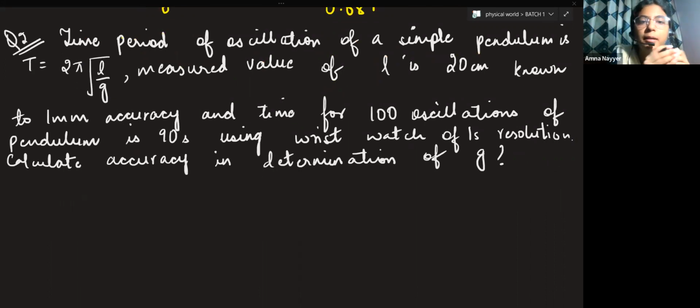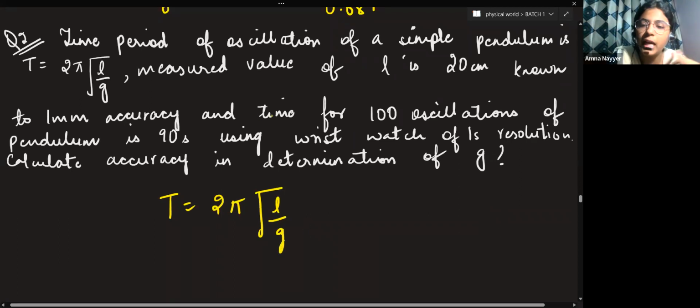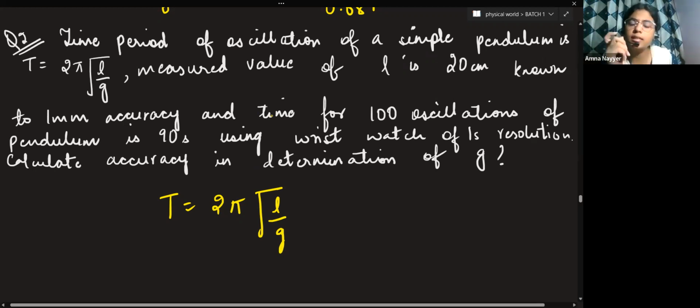See, it says that the time period of oscillation of a simple pendulum is given as T equals 2 pi under root L divided by g. So L's value is given, time's value is given. You have to find the accuracy in determination of g. Mainly, you have to calculate the percentage error in g. Whenever it says accuracy in determination of any quantity, it means you have to calculate the percentage error.